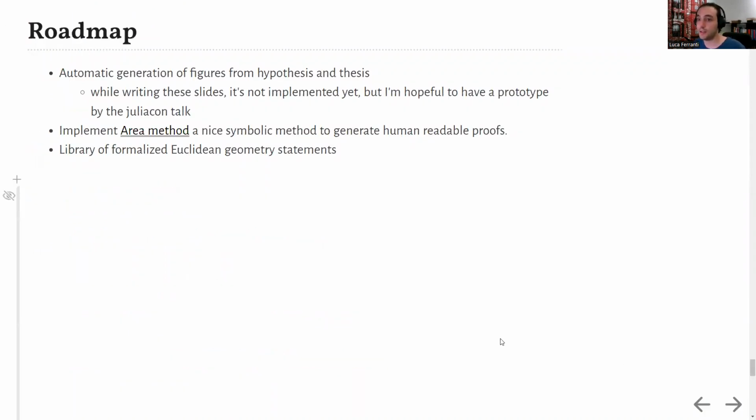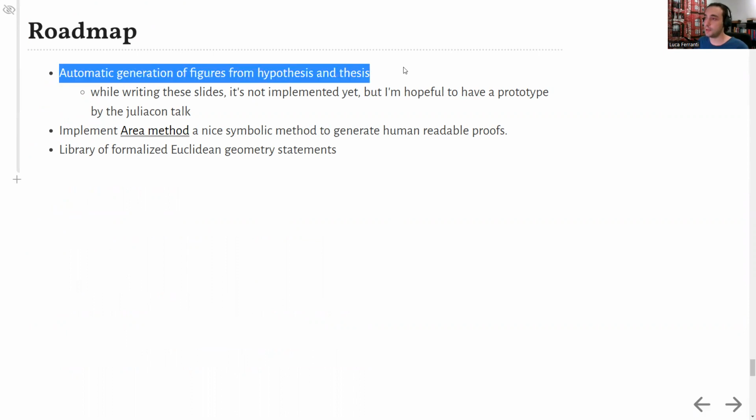So the package is at an early stage, and there's still a lot of room for improvement and new features and so on. One next step is plotting. I would like the package to automatically generate the plot, which I had, for example, in the slides, from hypothesis and thesis, and hopefully this will arrive soon.